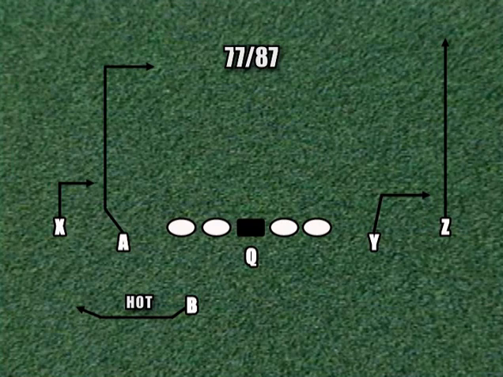The concept behind this route is we're going to swing our back either to or away from the play side, depending on what coverage we get, to try to pull the Mike linebacker either to or away from the side we're trying to throw the football to.